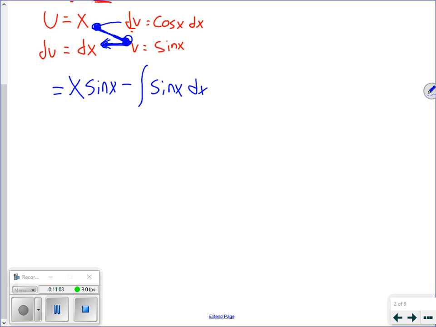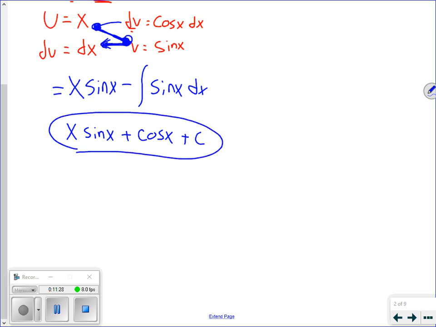All right, so that's pretty simple. So we already got x sine of x, and then the integral of sine of x. Well, we know that's going to be, let's see, the integral of sine of x is negative cosine of x, so it's going to be plus instead of negative cosine of x.